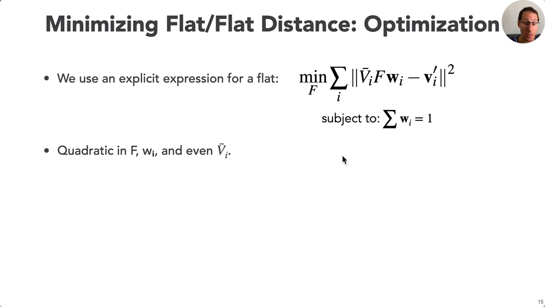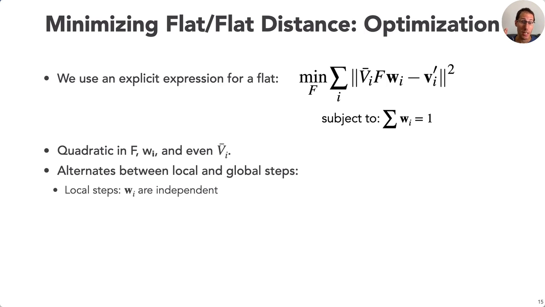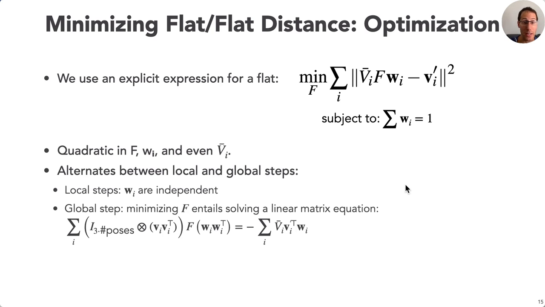And so this gives us an alternating optimization strategy. So we can alternate between local and global steps. We can alternate between local steps. So that's like given points, given a flat, find the closest point on the flat to the vertex, to the observed constraint of the vertex, the motion in 3D, and then a global step.